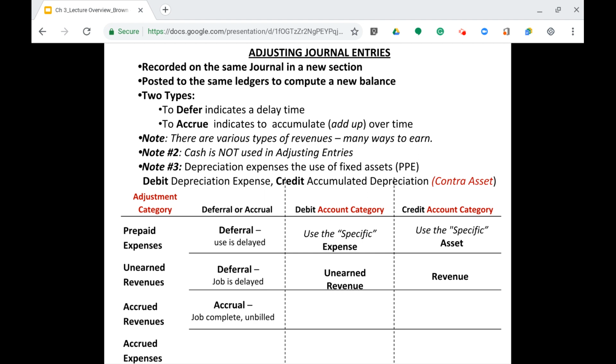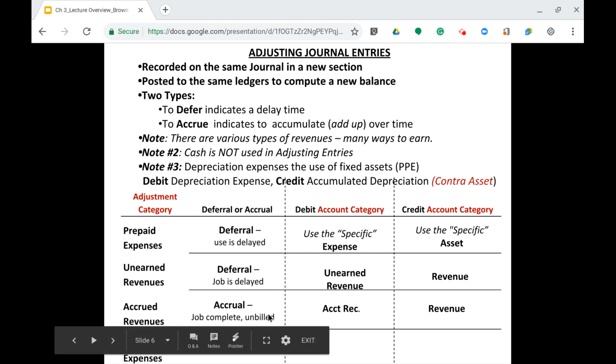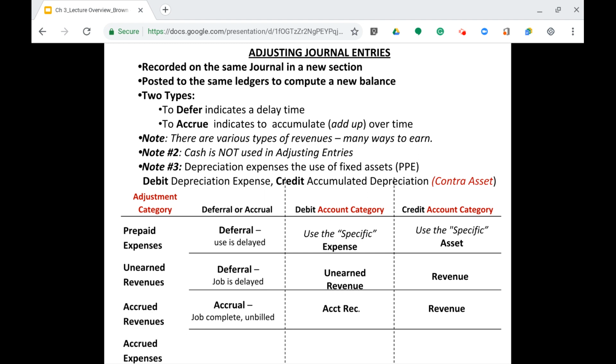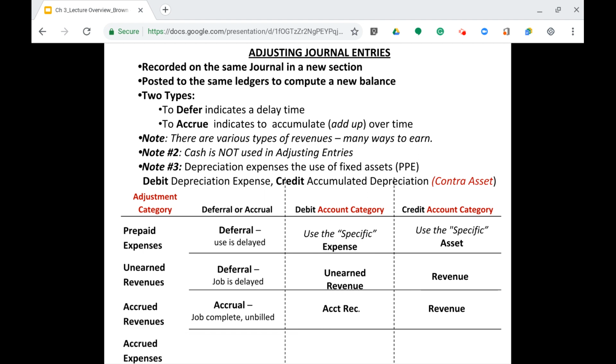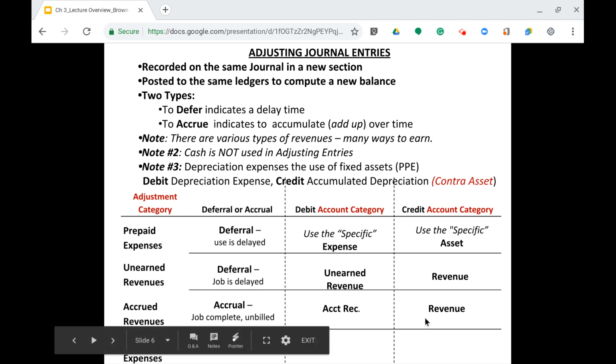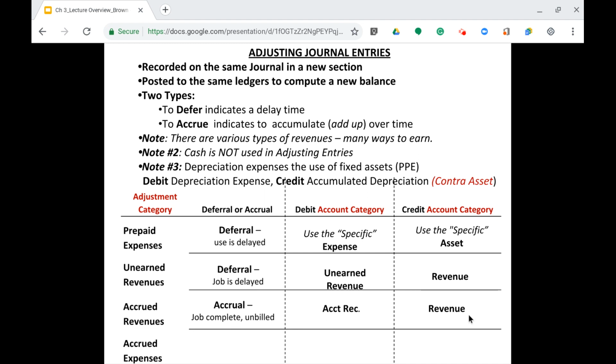Accrued revenues, like I said, this is something we've already been doing. Once we complete a job, we have earned the revenue. Therefore, we get to increase revenue. Typically, it's going to say unbilled when it's accrued revenue, because if it's accrued revenue, cash is not involved. Remember up here, cash is not a part of adjusting entries. So if you see that you completed a job, it is automatically accounts receivable when it has to deal with adjusting entries. It will never be cash here. And remember, the revenue is whatever way we earn revenue. So if it was fees earned, it'd be fees earned. If it was sales, it'd be sales, etc.